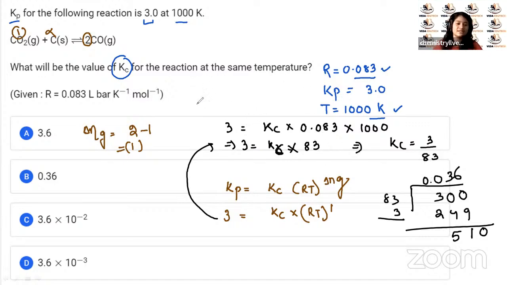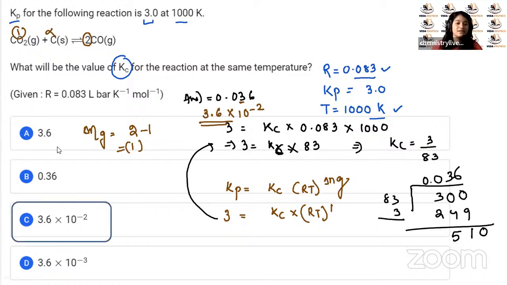Your answer is 0.036. If I write it in the standard form, there will be a point after the first digit, so if I write 3.6, then we have to write 10 to the power minus 2. So that is in which option, children? That is option number C. That is going to be your answer.